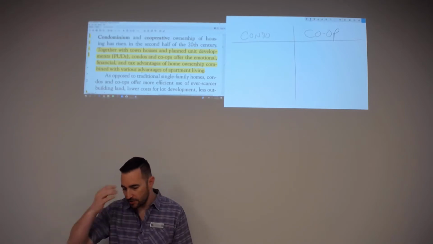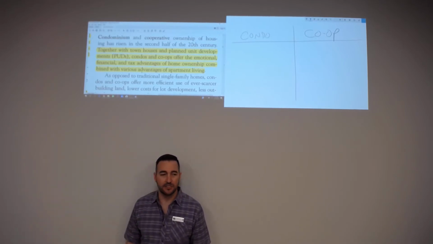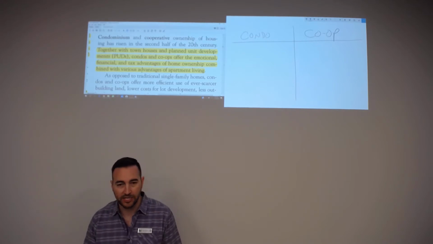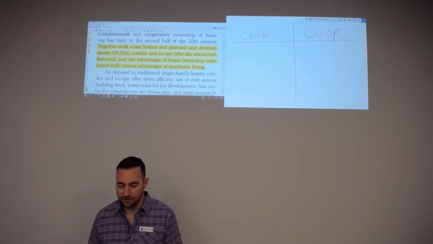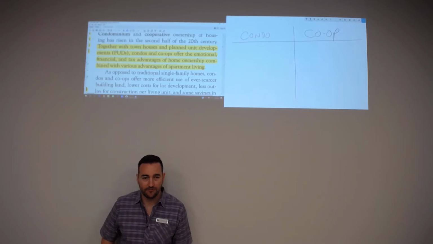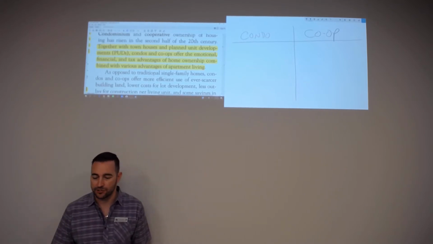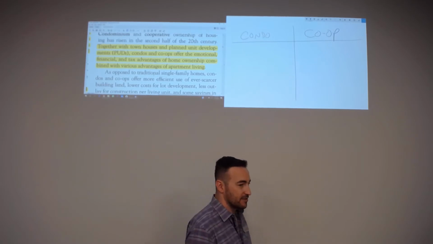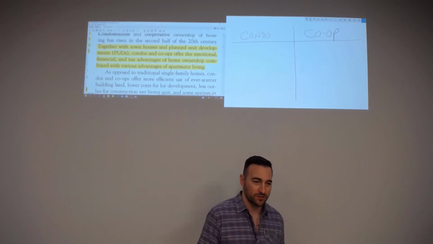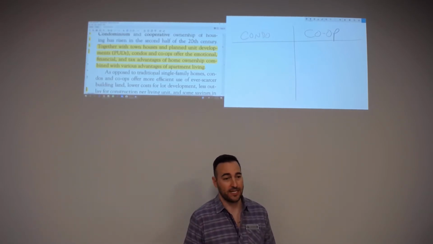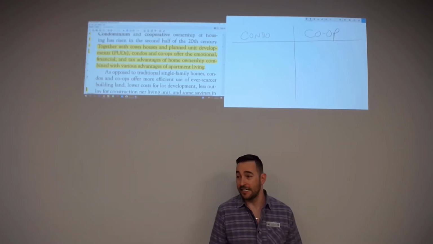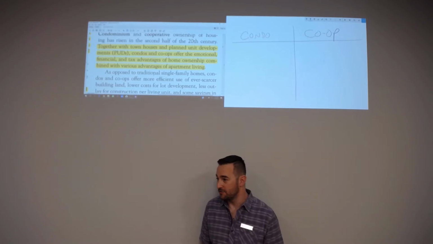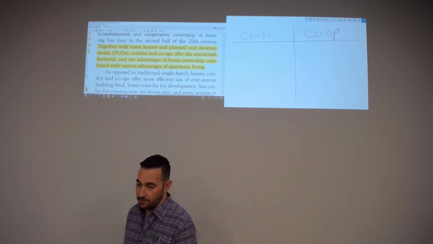It says condo and co-op ownership of housing has risen in the second half of the 20th century, together with townhouses and planned unit developments. Condos and co-ops offer the emotional, financial, and tax advantages of home ownership combined with various advantages of apartment living. So it's like being a tenant, but you own something. Okay, so as a tenant, you don't have to deal with all the headaches of snow, right? Maintenance, garbage, right? But you own something.